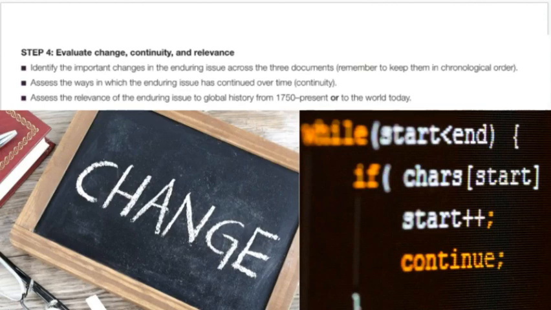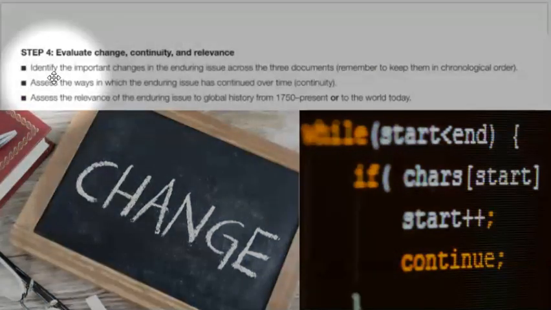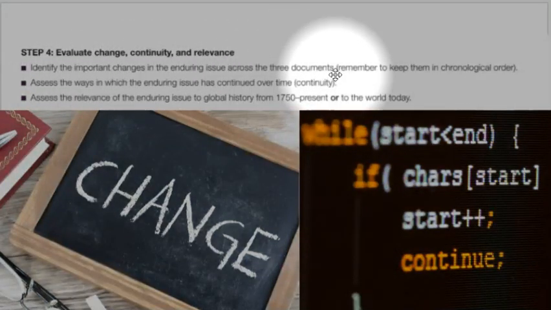So the first step in the Enduring Issues tool is they want you to identify the important changes in the enduring issue across 3 documents. Remember to keep them in chronological order. We did that in steps 2 and 3. Remember again that when you have a full essay, they're going to give you 5 sources. You're going to have to pull 3 after you find a working enduring issue for all of those 3 that you pull out. You're going to have to assess, meaning you're going to have to make a judgment, the way in which the enduring issue has continued over time.